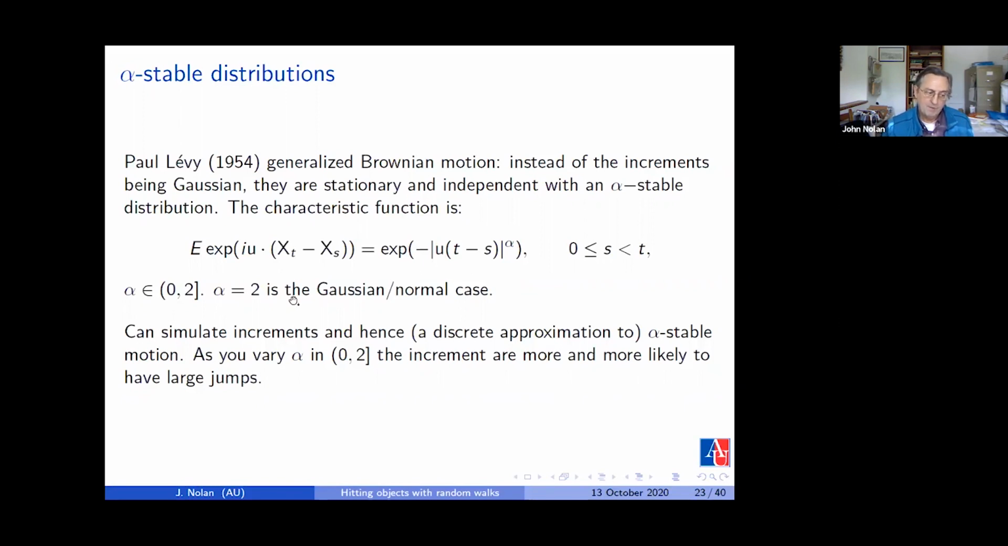Okay. If alpha equals 2, we get a squared up in here, and this is just the characteristic function of a normal distribution, a multivariate normal distribution. It turns out we can simulate the increments for these stable steps, and therefore a discrete approximation of the alpha stable motion. As you vary alpha in this range of 0 to 2, you get increments that are more and more likely to have large jumps.